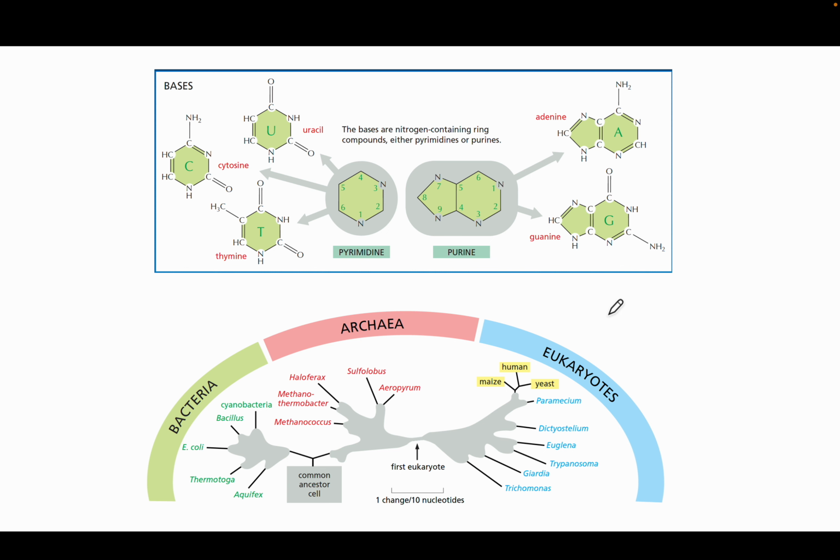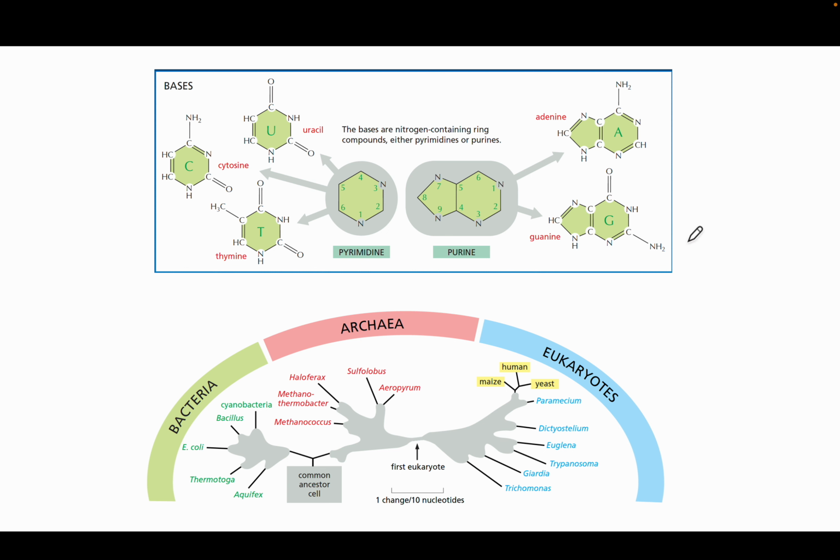Now coming to the bases of DNA. So this is a pyrimidine base. You can see that it consists of two nitrogens in this hexagonal ring. So we can name them 1, 2, 3, 4, 5, 6 anticlockwise. And this is purine. There are two cyclic rings in purine.